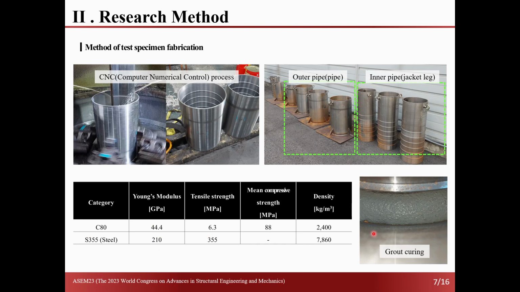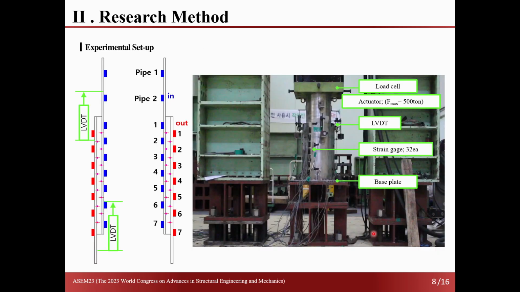I will briefly explain the procedure for creating the test specimen. We employed the CNC process as shown, and the grout utilized has a strength of 80 megapascal, while the steel has a strength of 355 megapascal. Next, let's move on to the setup of the test specimen.